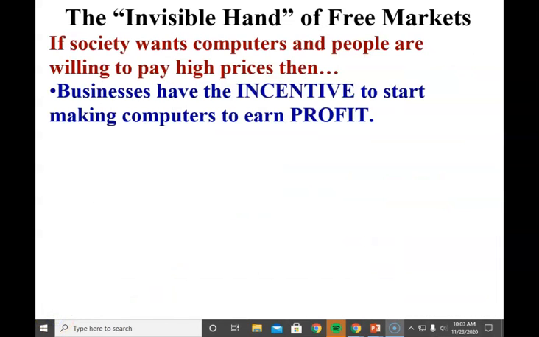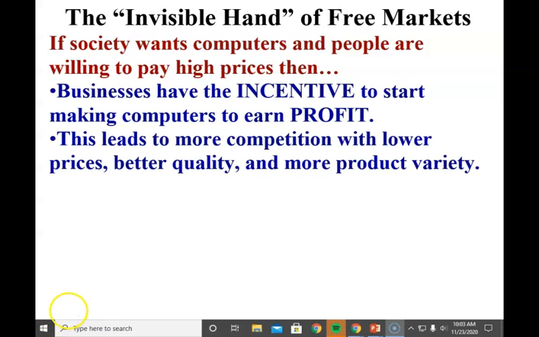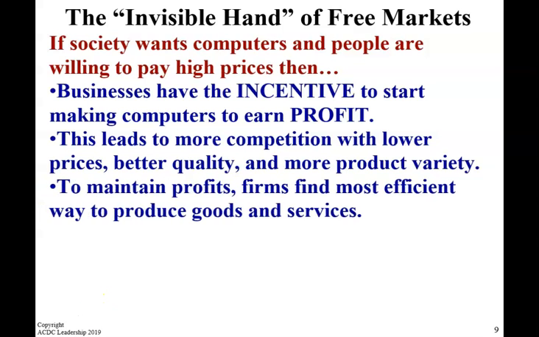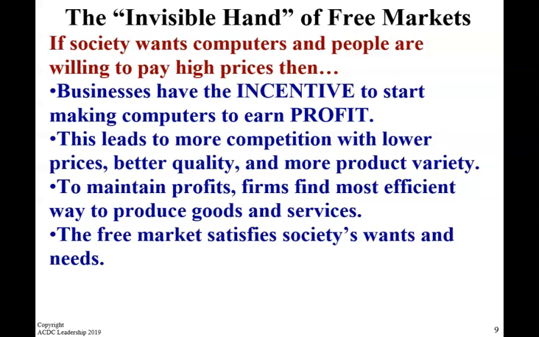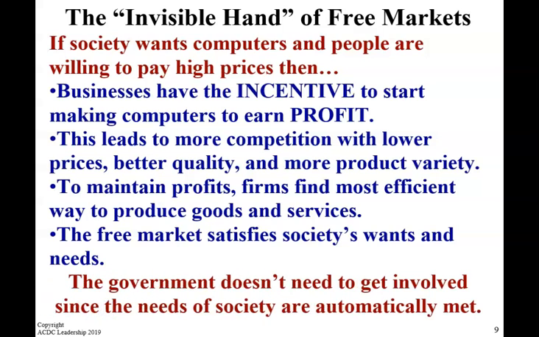The so-called invisible hand refers to the fact that businesses have an incentive to start producing products that will earn them a profit based on what consumers want, in this case, computers. This will lead to more competition with lower prices, better quality, and more product variety. To maintain profits, firms find the most efficient way to produce the goods and services. In a free market that satisfies society's wants and needs, the government does not need to get involved since the needs of society are automatically met.